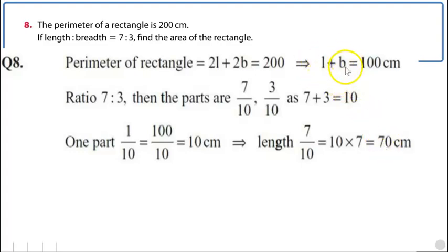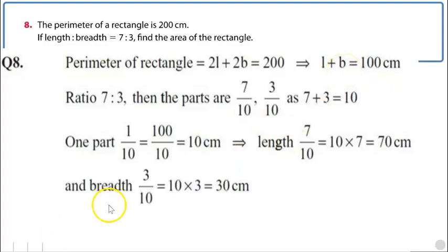And if the length plus the breadth gives us 100 centimeters, then 100 take away 70 will leave us with 30. So the breadth must be 30 centimeters. So the breadth is 3/10, because the parts are 7 to 3. So 3/10. So 10 times 3 equals 30 centimeters.